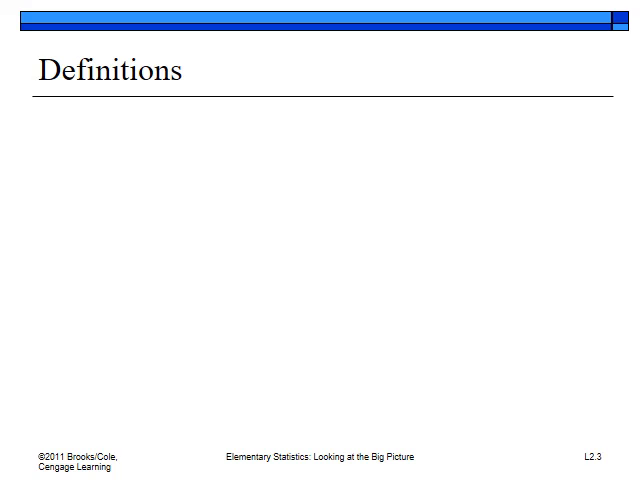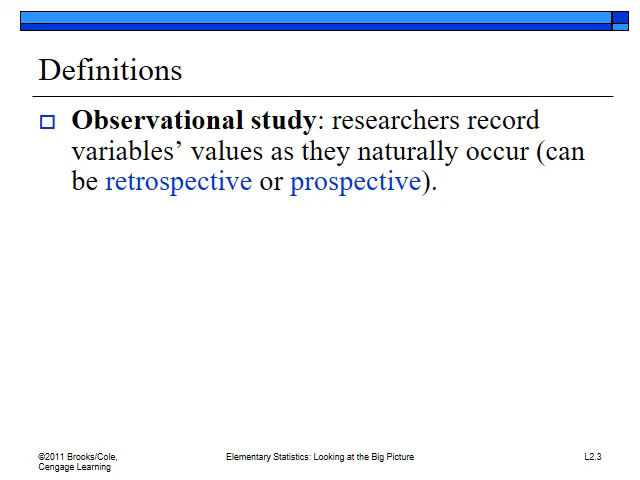Let's start by looking at a few definitions. An observational study is a study in which researchers look at the values of variables as they actually are. It's important to note that the researchers do not have any control over the values of the variables, but rather simply observe what the values are. Observational studies may be retrospective, in which the researchers look at things that have happened in the past, or they can be prospective, where researchers follow along and see what happens in the future.